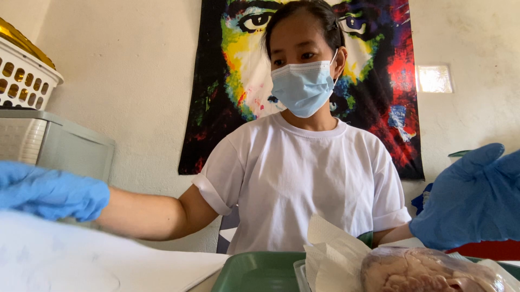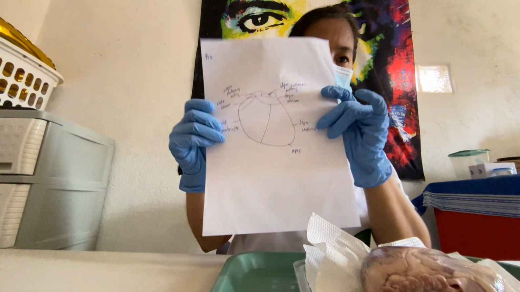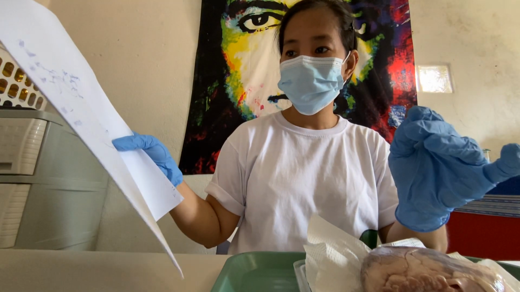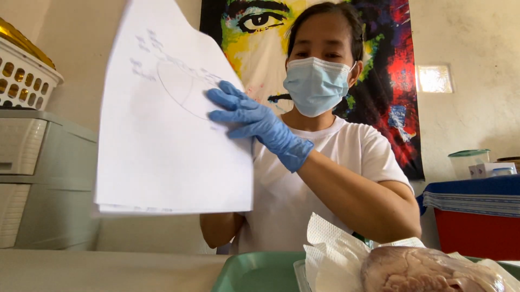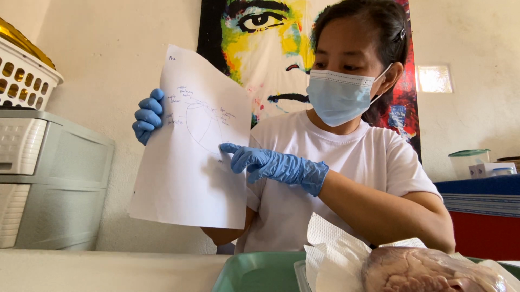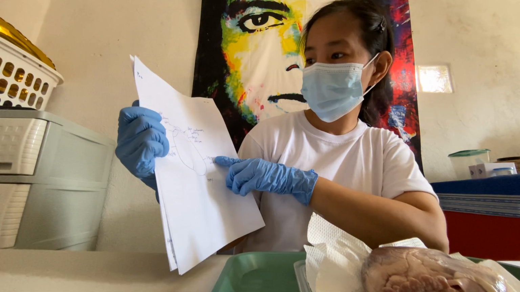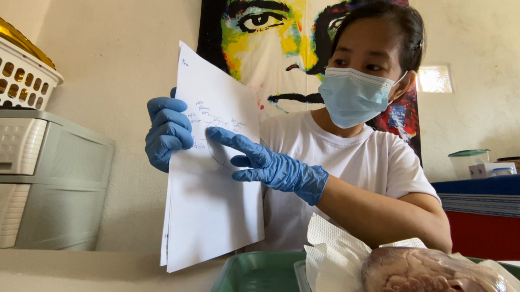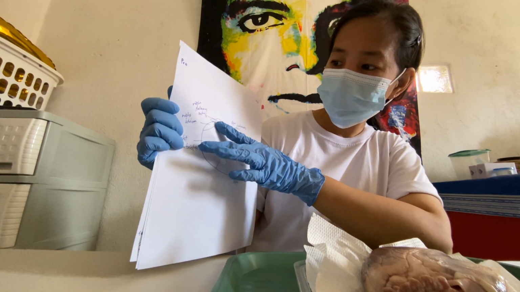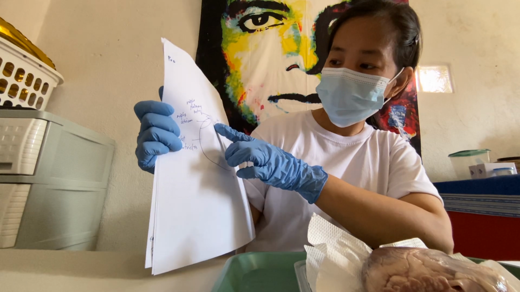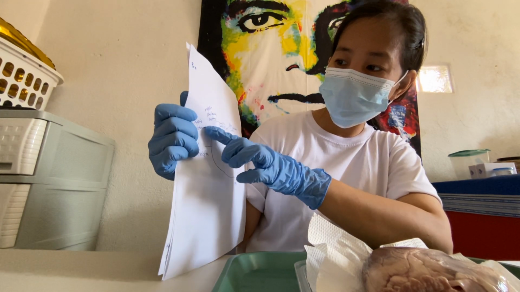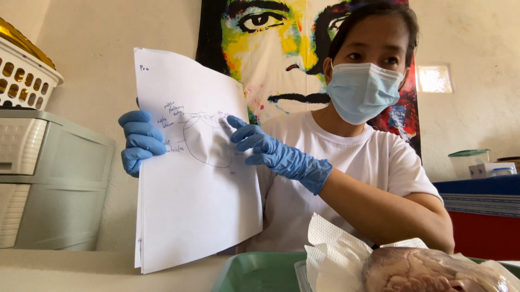Okay. I have this, my first sketch for the heart. Okay. There is the right ventricles, left ventricles, apex, and right atrium, left atrium, and the upper part are the arteries, like the right pulmonary artery and the left pulmonary artery.